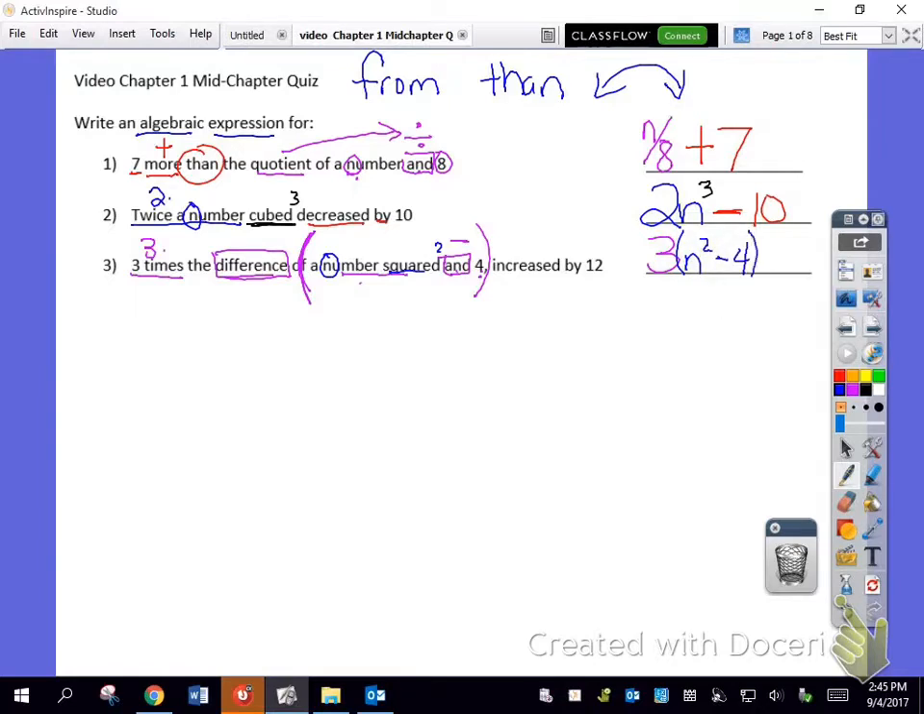I did not switch the order because difference of, it did not say from or than, so I didn't switch the order. A number squared minus 4, and then it also says increased by 12. Now that is outside of parentheses, so that plus 12 goes on the outside. 3 times the difference, and then inside the difference is the n squared minus 4.